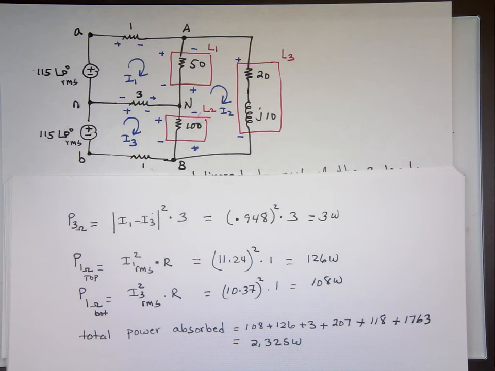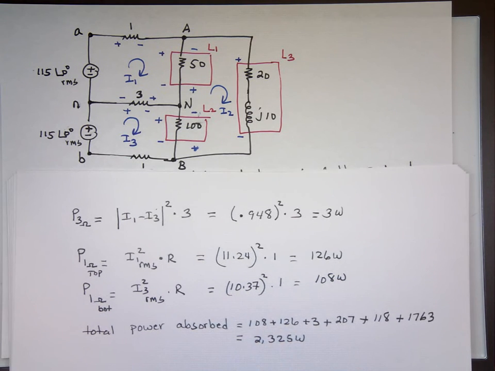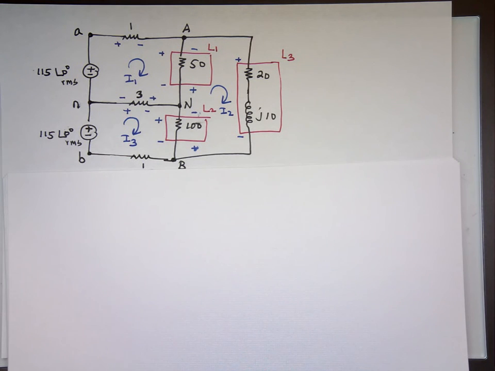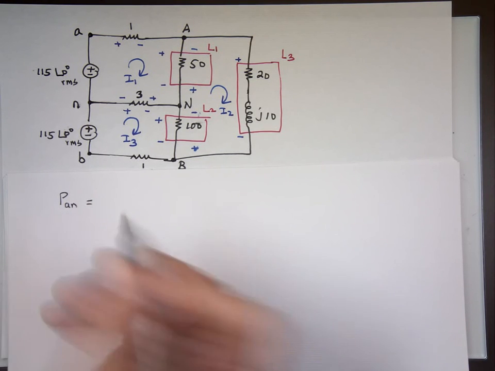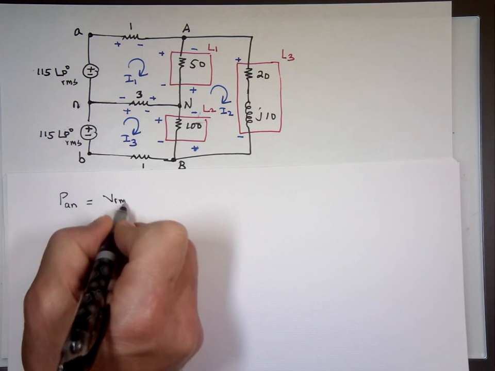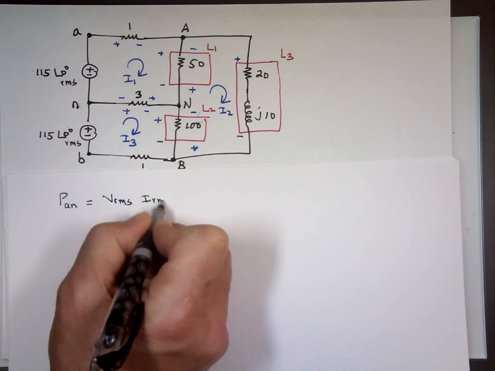Now let's see what the average power supplied by the source is. And maybe I can find the power factor. That would be cool, actually. I wasn't planning on doing that, but let's do it. What is the power supplied by the source? The average power. Let's look at the average power supplied by the source AN. Again, the average power: VRMS, IRMS, cosine of theta V minus theta I.